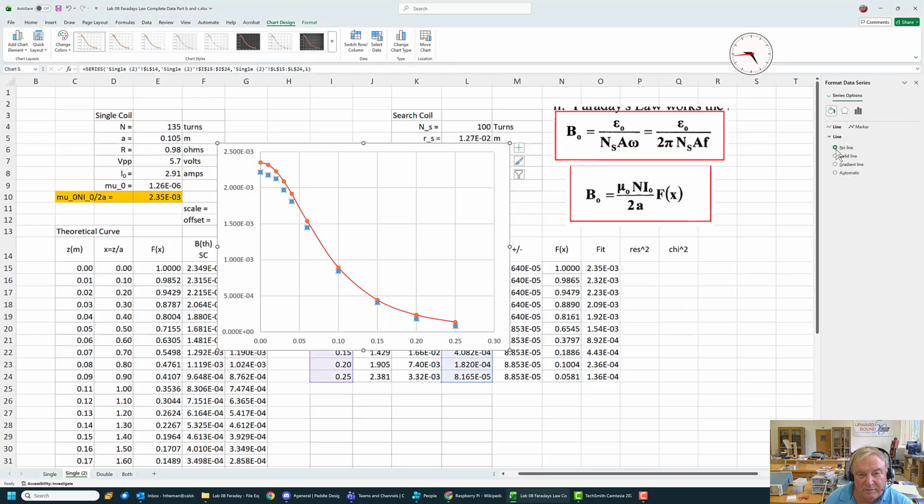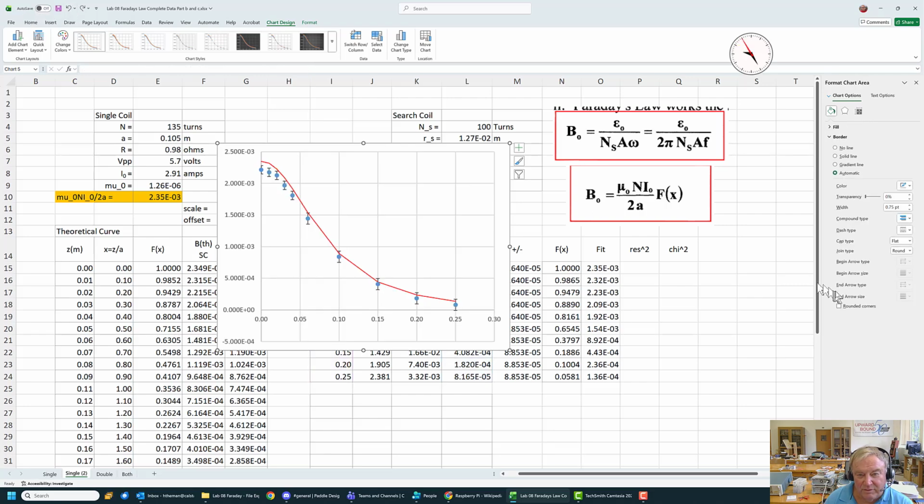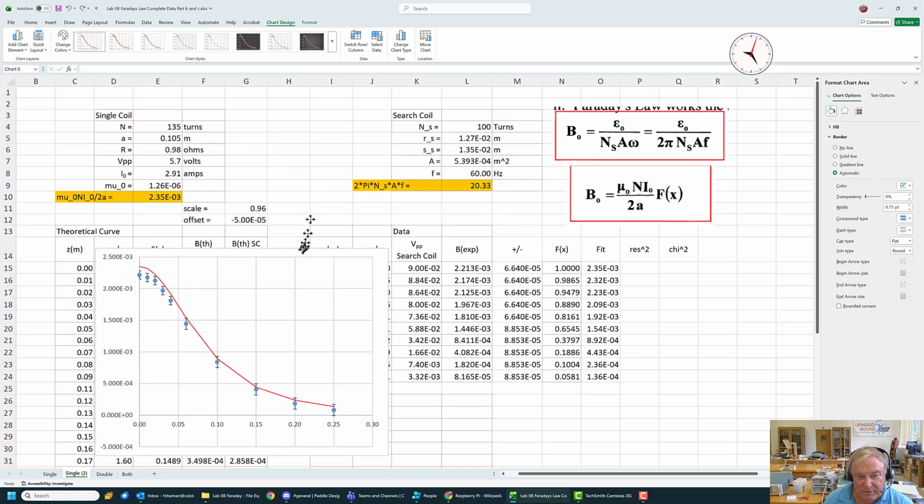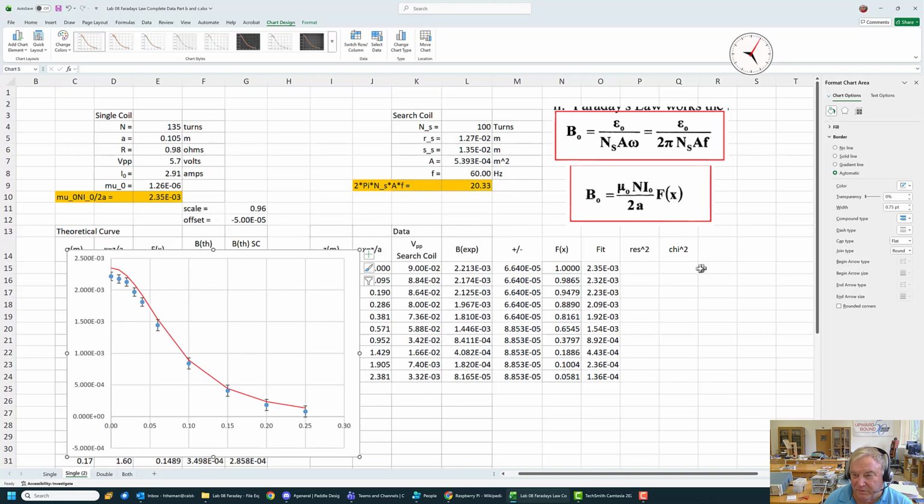No line. And the error bars disappeared. Oh my. So I'm going to blow that off because I don't want to deal with the work I have to do. Sorry. Okay. So we don't have any fit parameters yet. So we have to come up with some.